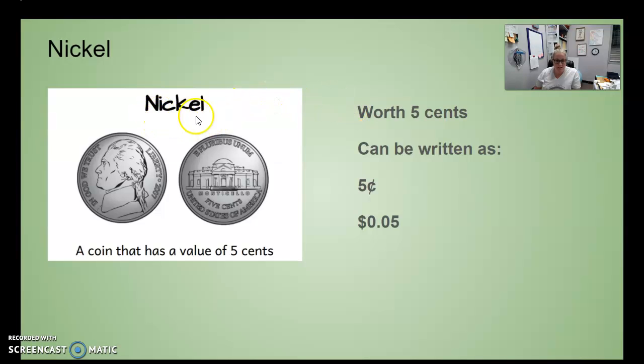The next one is a nickel. A nickel, remember, is a silver color. It is worth 5 cents. And it can be written two different ways as well. The first way you could write it is the number 5 with the cent symbol. And you can also write it with the dollar sign, 0, decimal point, 0, 5.